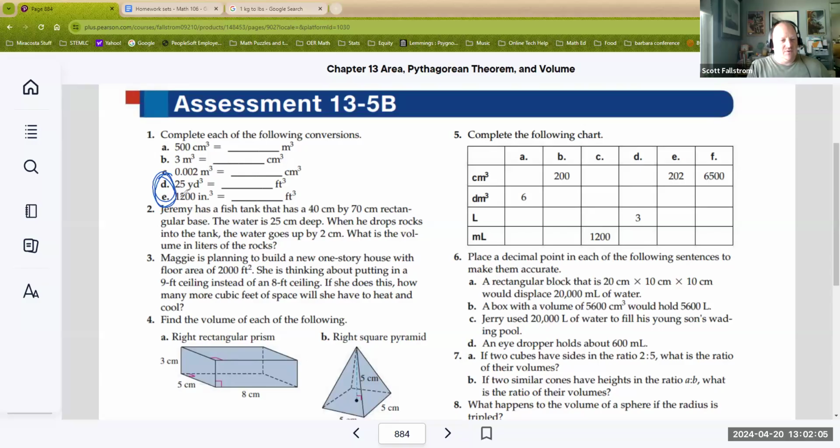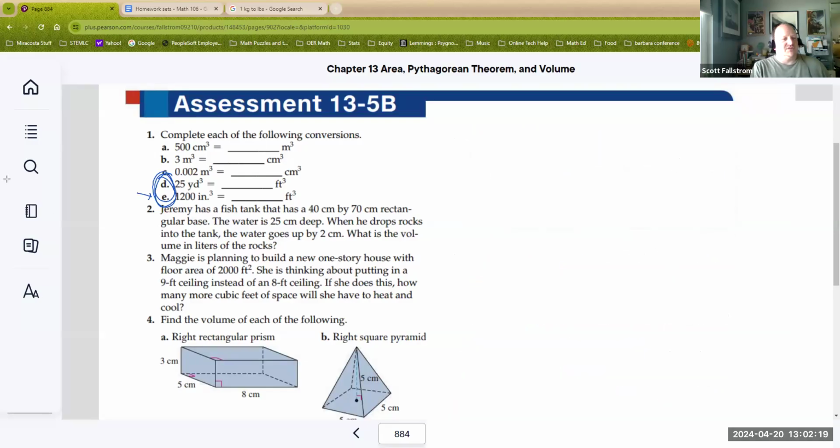So let's do one together. Maybe we'll do the last one. We'll do part E here. So I've got cubic inches and I'm going into cubic feet. If I was going to be approaching that problem, I would just set it up with what I know.